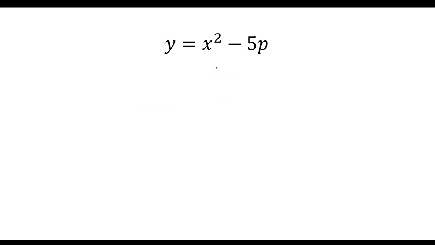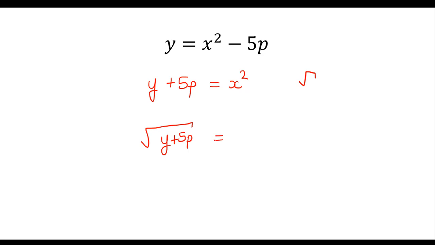Now this next one is harder because I've introduced some powers, but the idea is exactly the same. We just undo everything. So x was squared and then minus 5p. I'm going to get rid of the 5p first, so I'm going to add 5p to both sides. So y plus 5p gives me x squared. Now the opposite of squaring is square rooting, so I'm going to take the square root of both sides, of everything on the left. So it'll be y plus 5p all square rooted equals x.